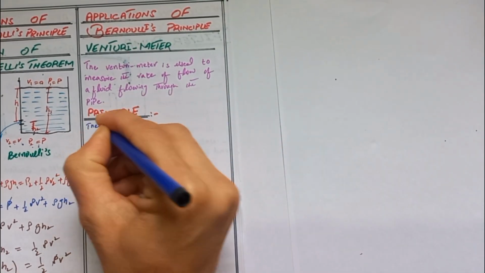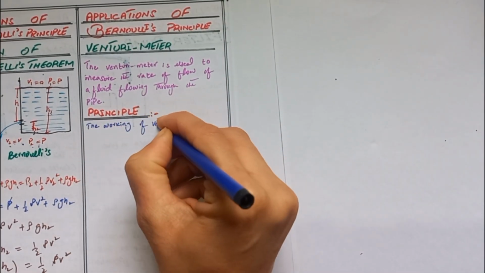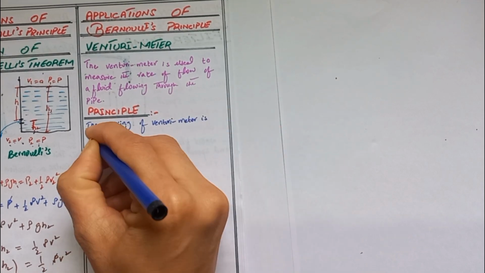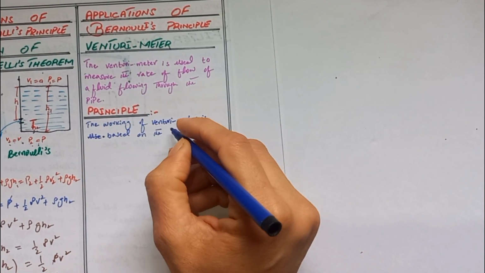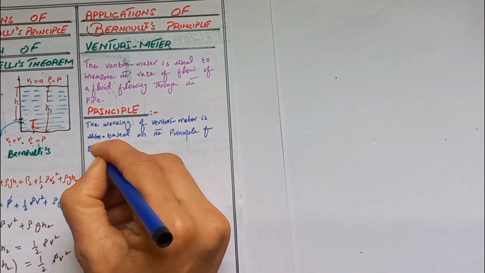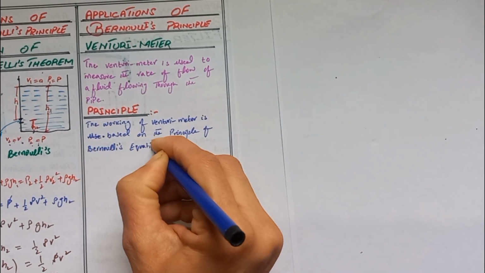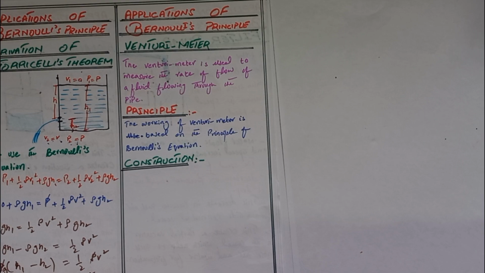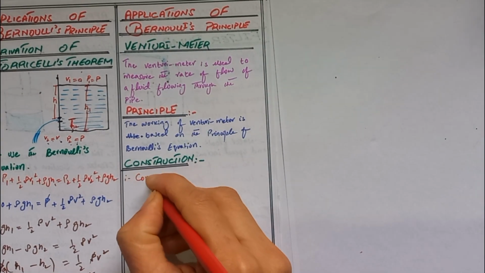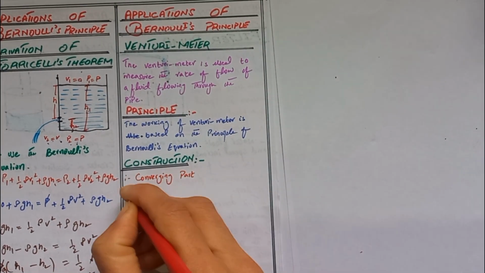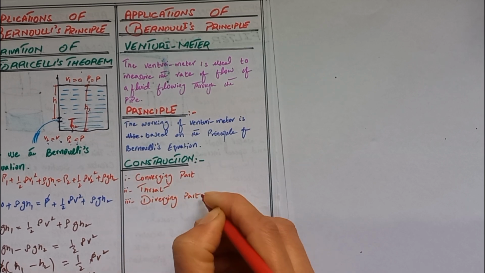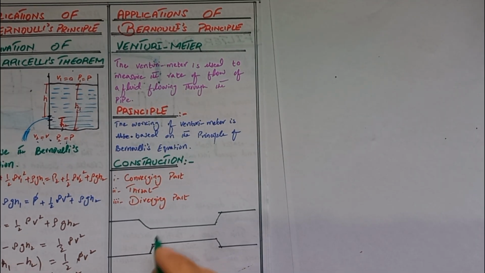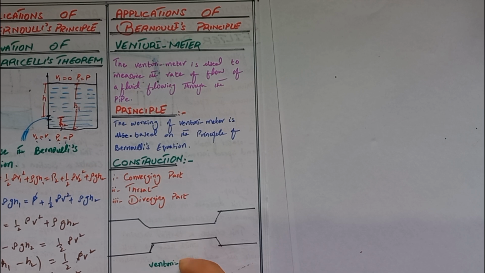The working of Venturi meter is based on the principle of Bernoulli equation. Venturi meter consists of three parts. First one is converging part. Second one is throat, and third one is diverging part. This is the Venturi meter.